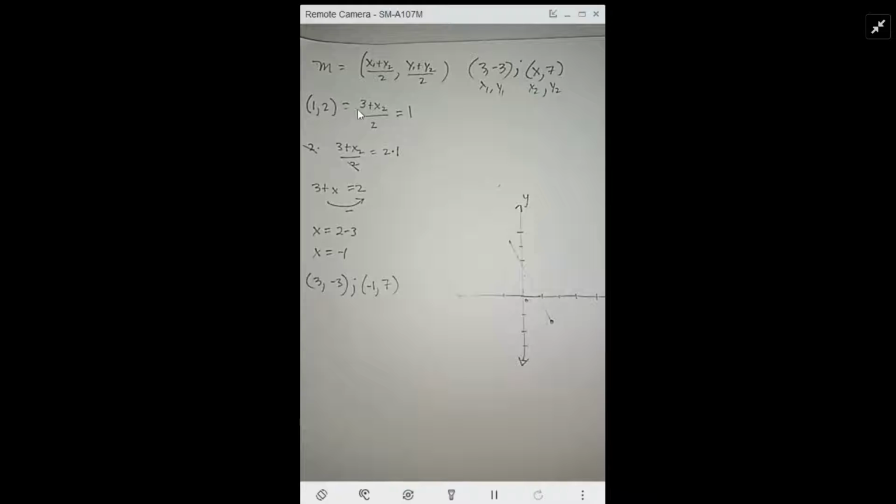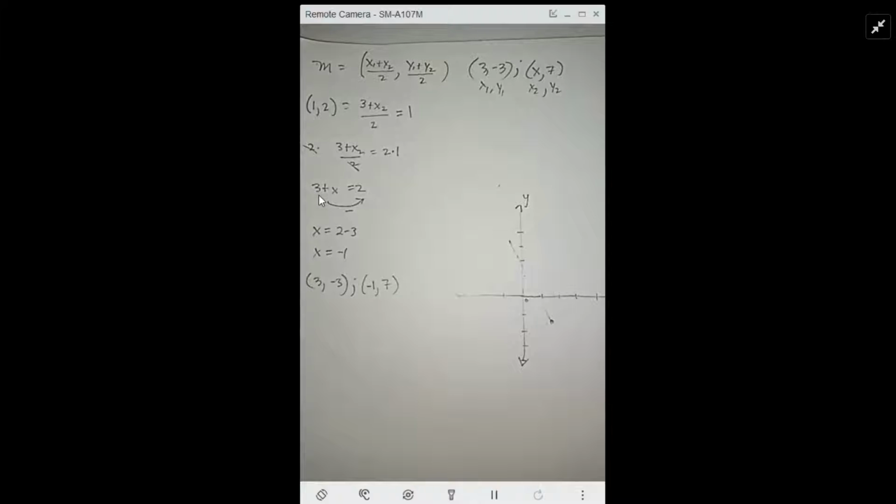But I got here and I realized, okay, all I need to know is that 1 equals this. I didn't need to worry about the other part. All I need to know is 1 equals this. So I set it up, multiply both sides by 2, your basic algebra.